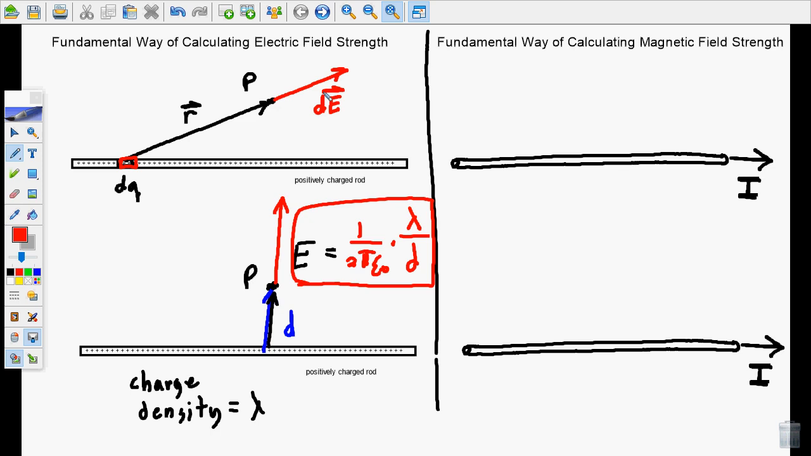So when push came to shove, what we wanted to do is calculate all of the dE_y's. Now, what was an expression for each dE total right here in terms of the dq? Evie? k dq over r squared. And instead of saying k, I'm going to say 1 over 4 pi epsilon naught times dq. What is it over, Evie? Over r squared.